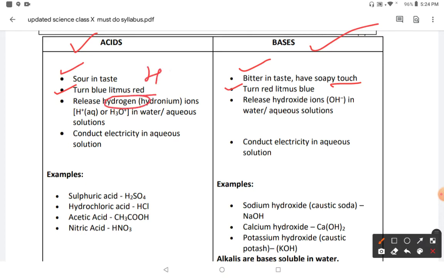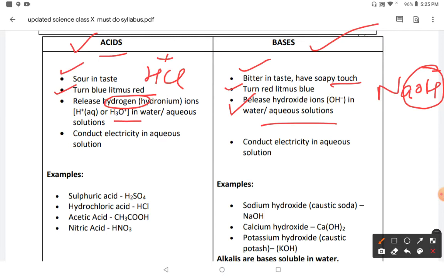For example, HCl contains hydrogen ions, and if I write NaOH, sodium hydroxide, it contains the hydroxide ion OH. The identification of an acid is the presence of hydrogen ions or hydronium ions, H3O positive, in aqueous form. But when substances release OH negative ions in the aqueous solution, they are called bases.